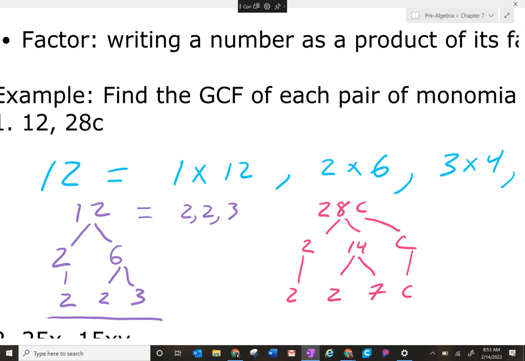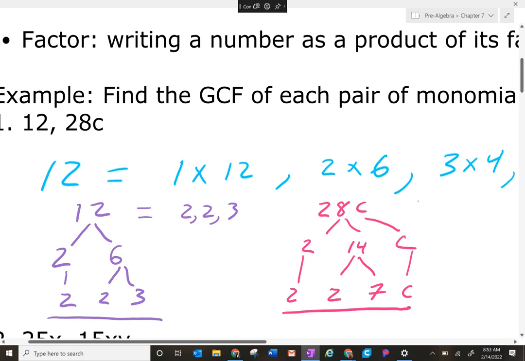Is 2 a prime number? That's as far as I can go. This one's done. Is this one done? This 2's done, yeah. Is this 7 done? That's a prime number, can't go any farther. Is C done? Perfect. Okay, so I've got 2, 2, and a 7 here.